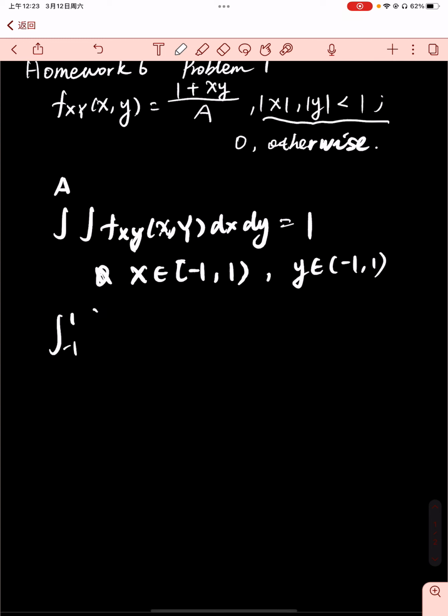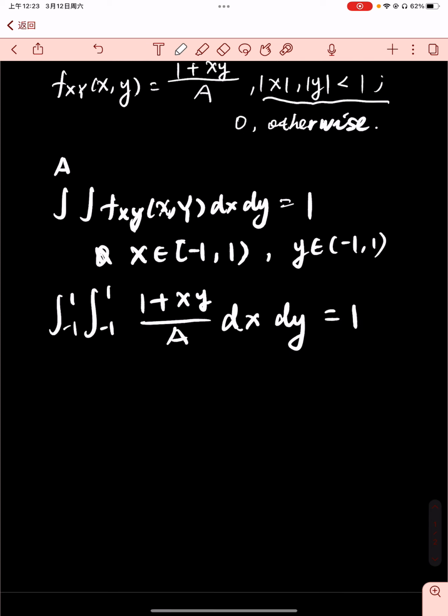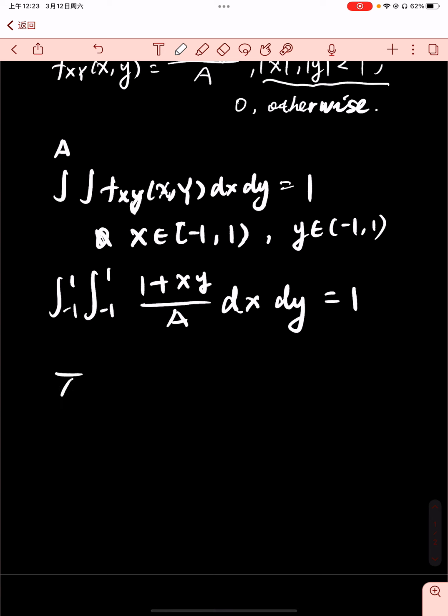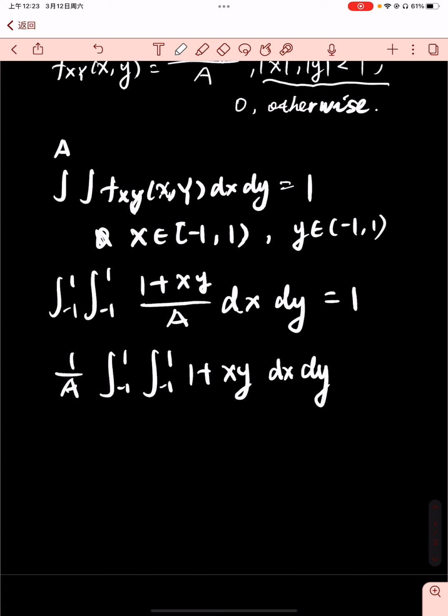So we take the integral over both x and y of (1 plus xy) over a, dx dy, and set it equal to 1, pulling the a out. From this, 4 over a equals 1, which gives a equals 4.